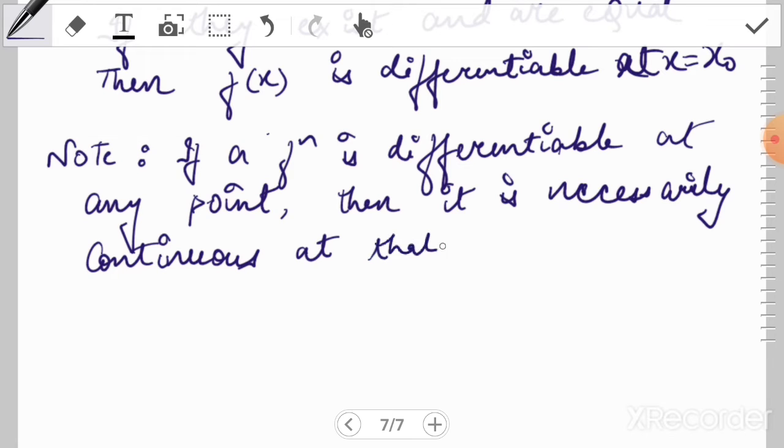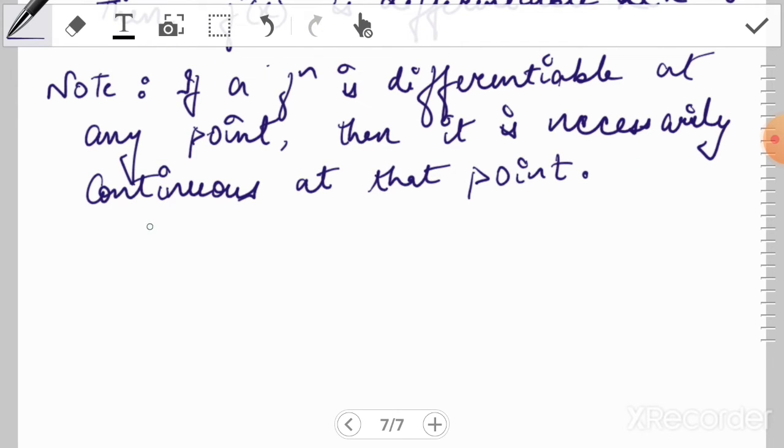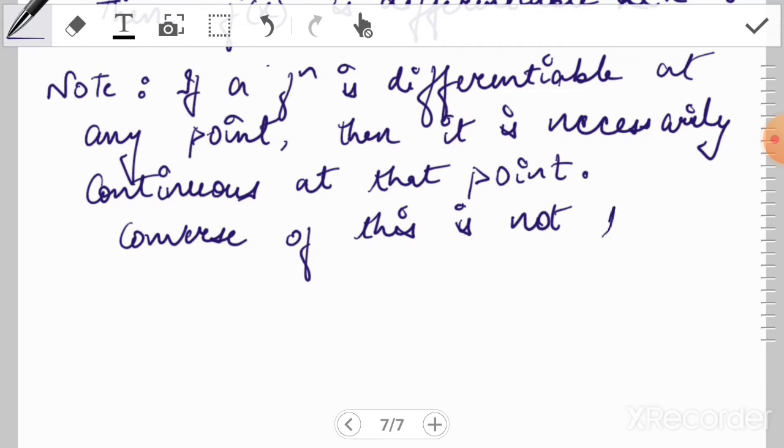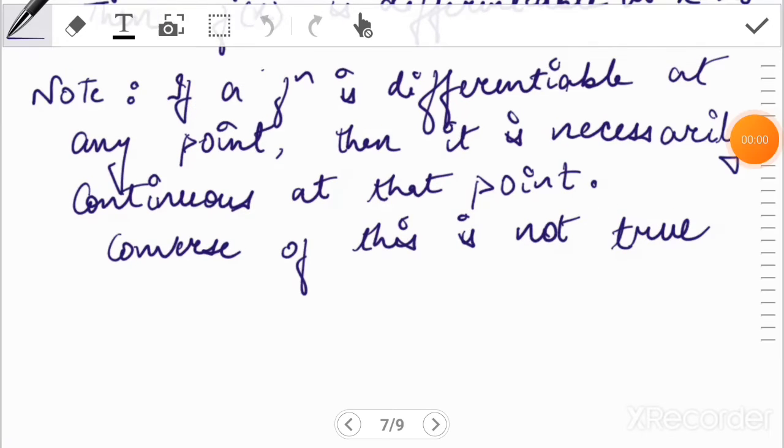Okay, but converse of this is not true. Okay, converse of this is not true. There are few standard results in differentiation too.